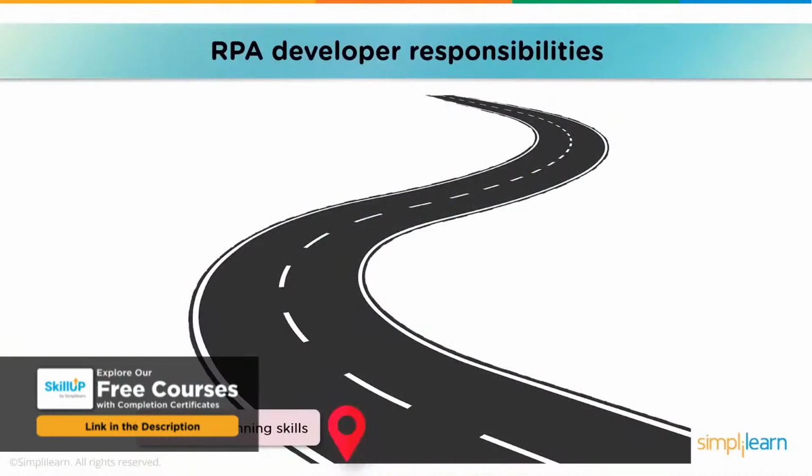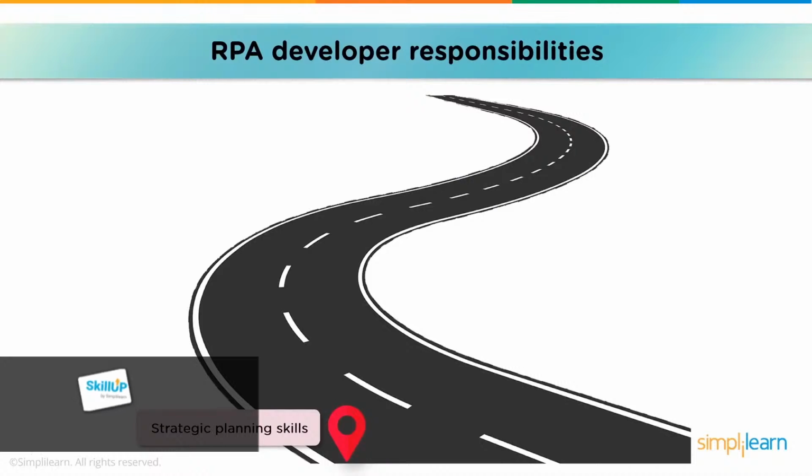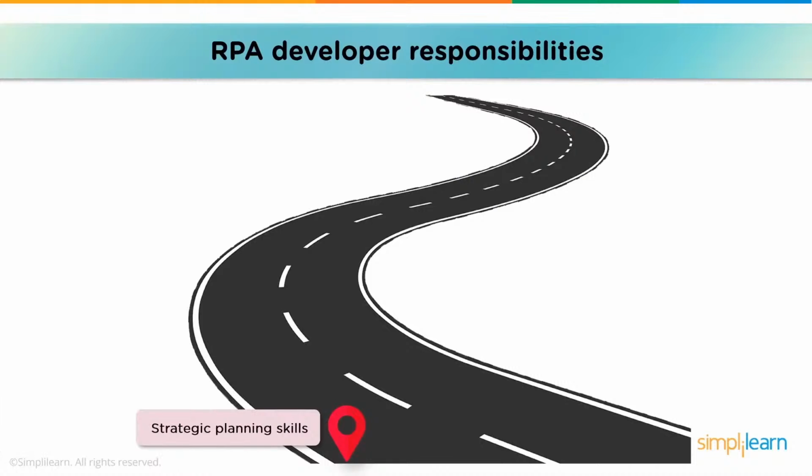Now, the first one is strategic planning skills. Planning is a crucial phase in any development lifecycle. The RPA developer, regardless of the designation, should possess the aptitude to ensure strategic planning. Planning includes the design, development, and implementation of RPA systems. This also helps streamline the business.